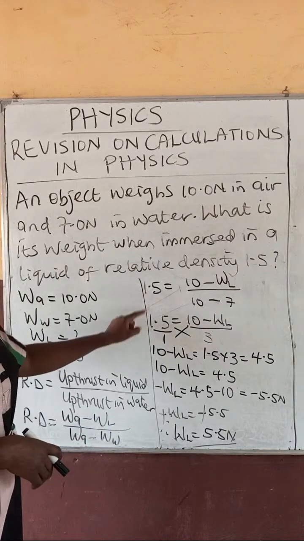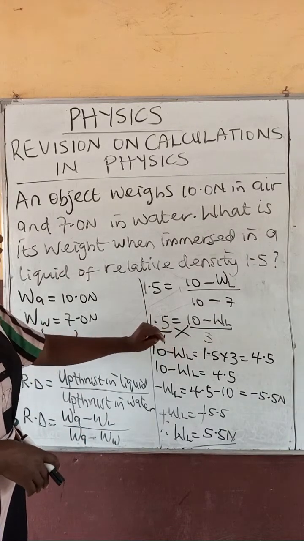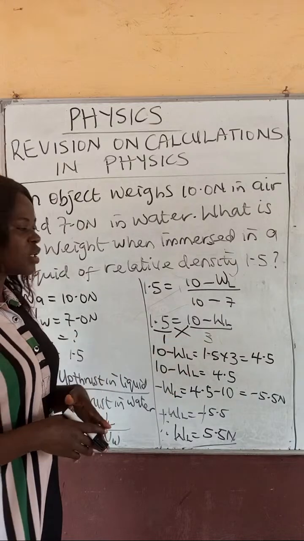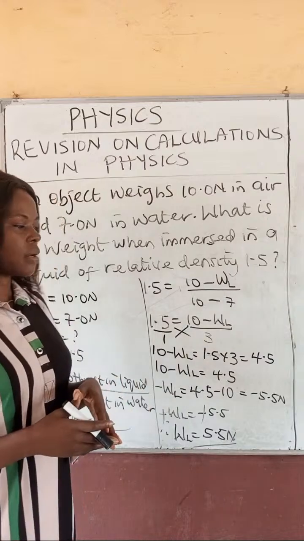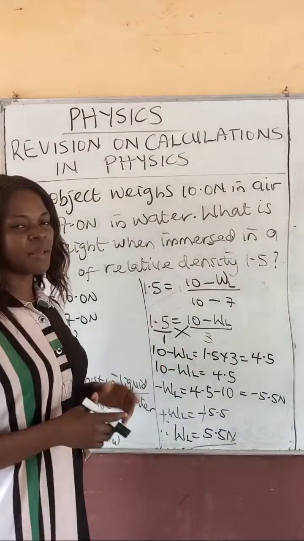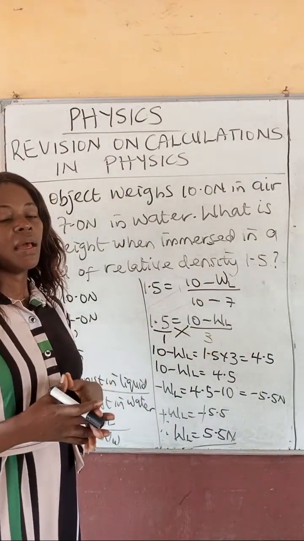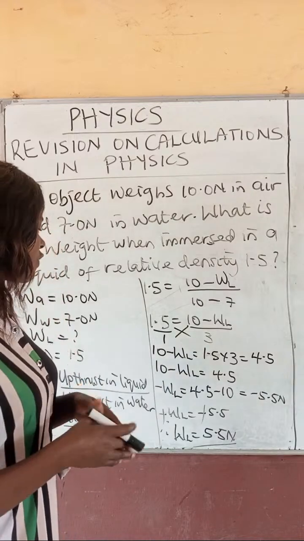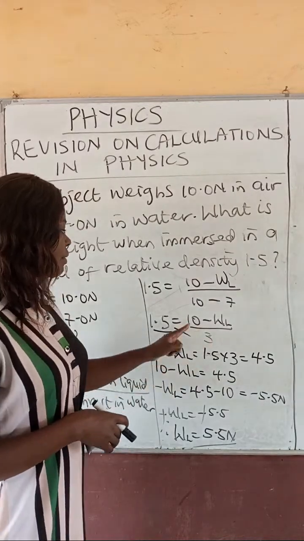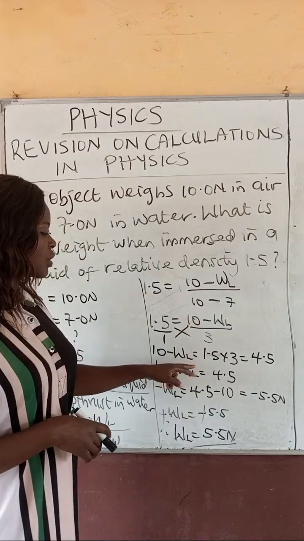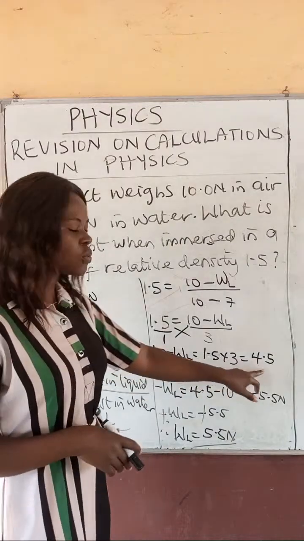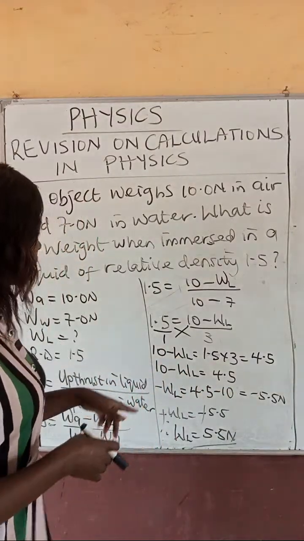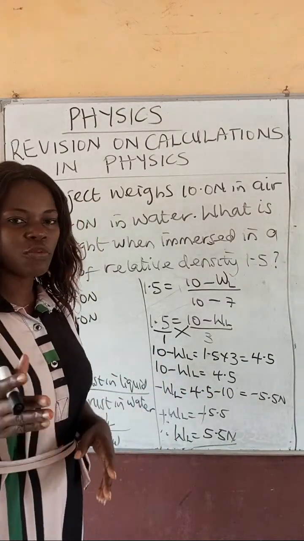So I bring it down: 1.5 is equal to 10 minus weight in liquid, over 10 minus 7, which gives me 3. Then I cross multiply because I want to get the weight in liquid. That is what I'm looking for. So 10 minus WL is equal to 1.5 times 3, which gives rise to 4.5.